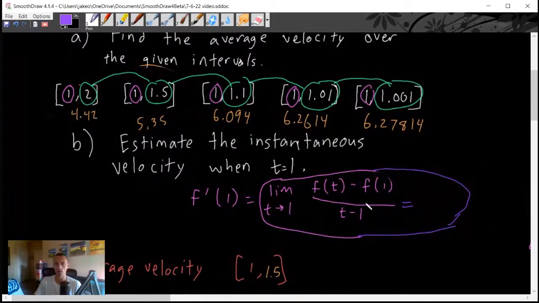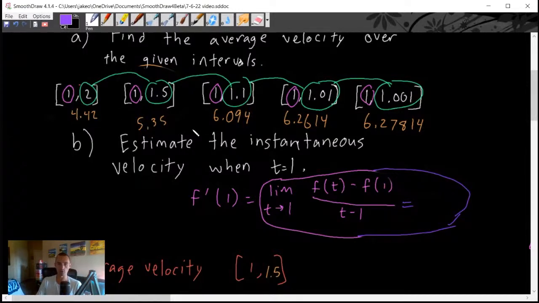But we can just look at these orange numbers here, the answers for part A, and see what we're getting closer and closer to. So you can see these first ones, from 2 to 1.5, are pretty far away from 1.